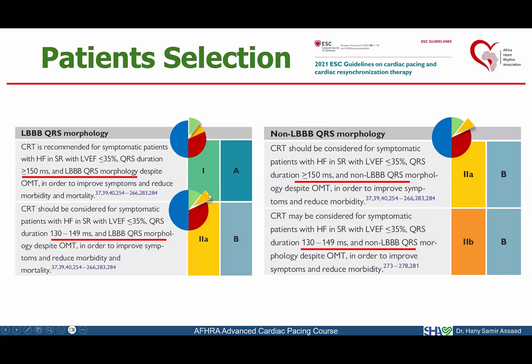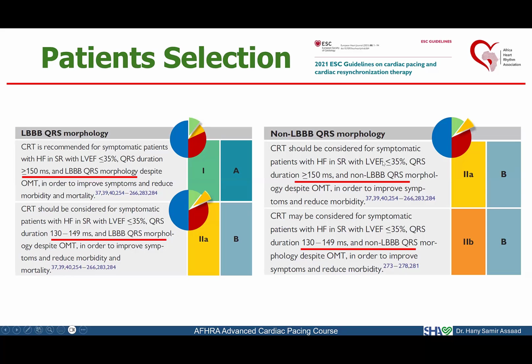CRT should be considered in a smaller subset of patients who have the same criteria of left bundle branch block morphology in their QRS, but with a less wide QRS duration of 130 to less than 150 milliseconds. This indication is a should consider and not a must consider as the first one.